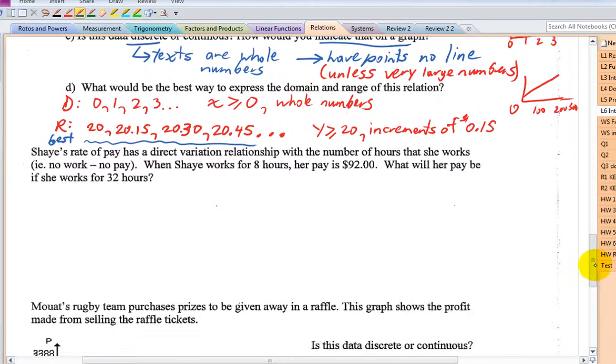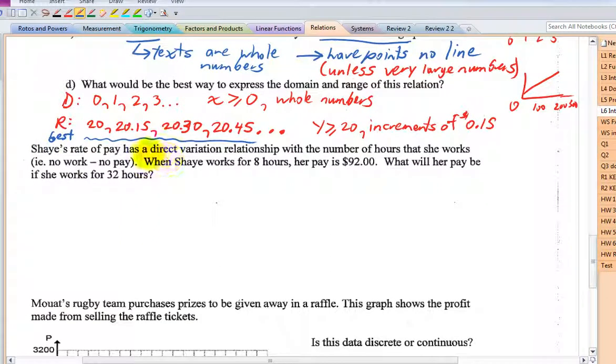Okay, let's continue on then. So Shay's rate of pay is a direct variation relationship. So that's kind of like saying pay equals some number times the hours. Okay? Compare that to pay equals like 1 over H, something like that. Now don't worry about direct variation, that's more old school, right? From the old Math 10. Okay, so remember how she works. She works for 8 hours. Her pay is $92. So what's her rate of change? And this question is basically what's her wage?